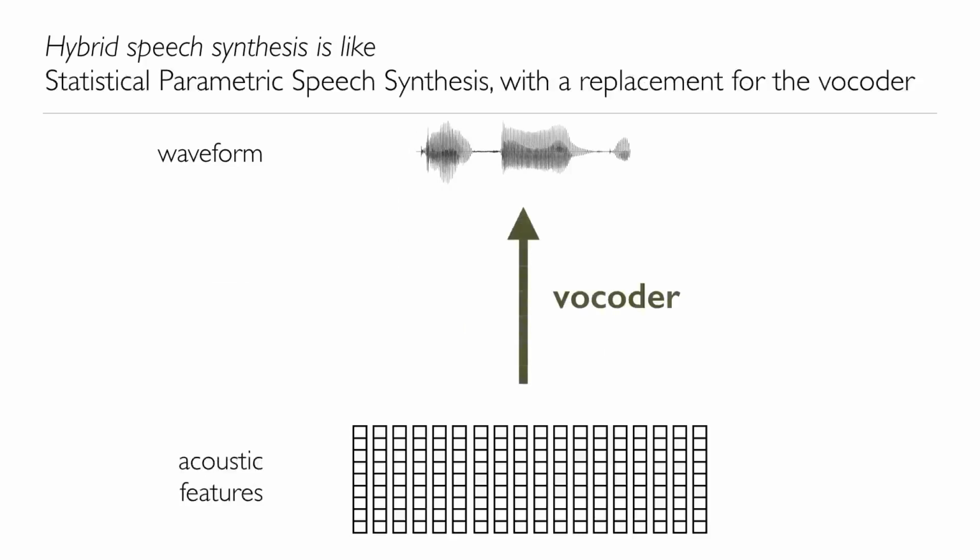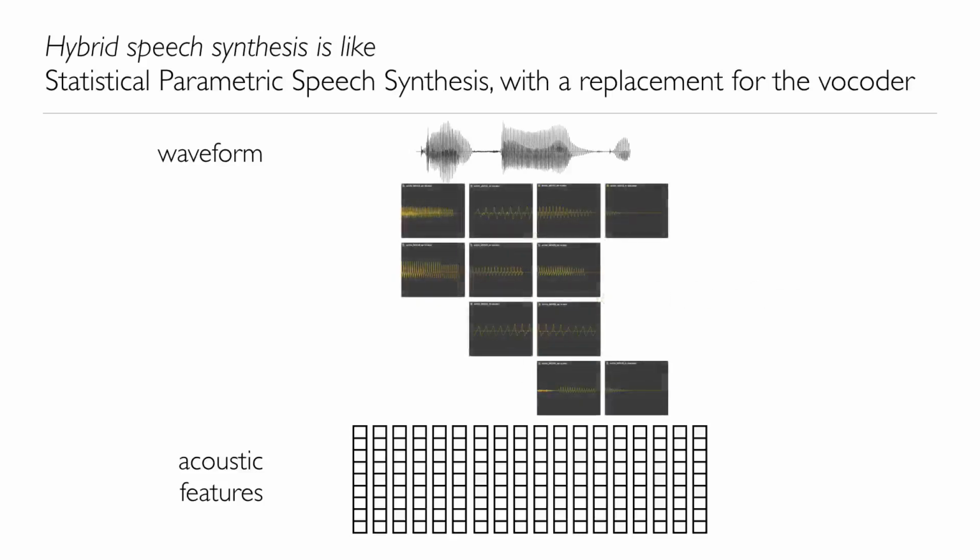From another point of view, hybrid speech synthesis is also like parametric synthesis. Here we use unit selection to replace the vocoder. In parametric synthesis, after we predict the acoustic features, we use a vocoder to generate a waveform. But in hybrid synthesis, after we get the acoustic features, we go through the database, do the concatenation, and then generate the waveform. So here we don't use the vocoder, and we can use any features as you like to predict the reference.